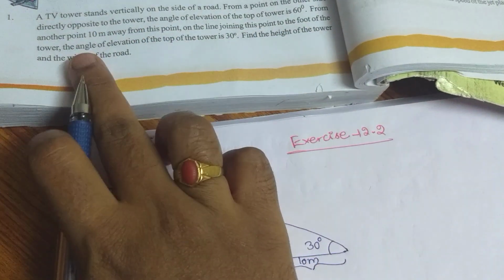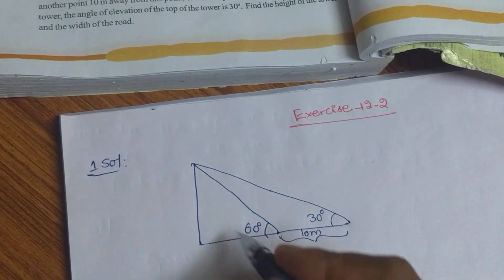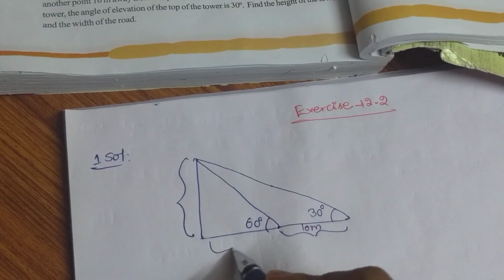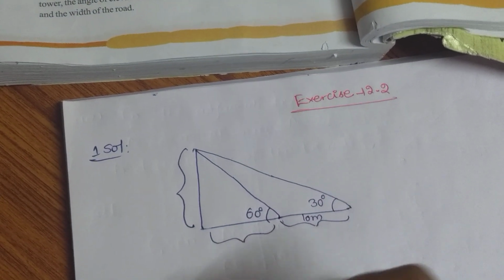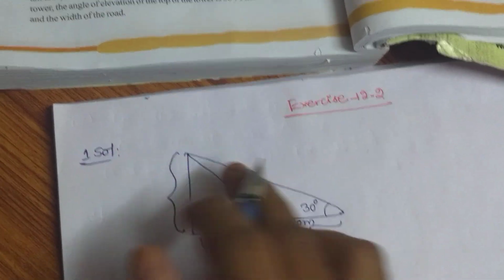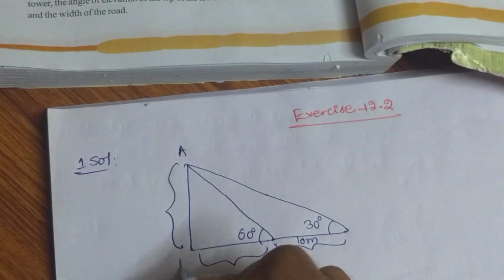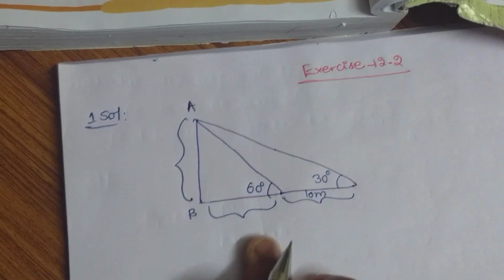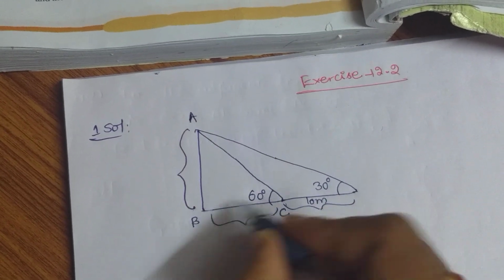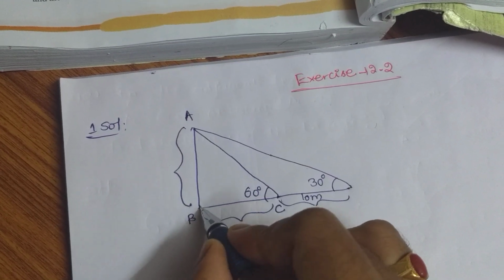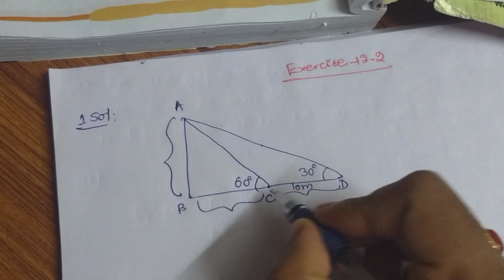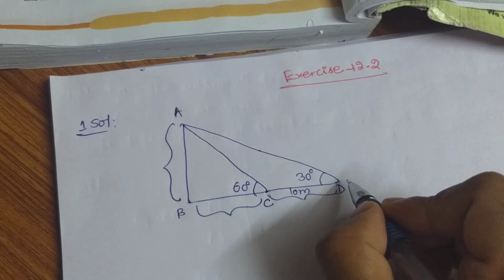Find the height of the tower and width of the road. So what do we need to find? We need to find this height of the TV tower and the width of the road. This is the width of the road that we need to find. So what will I do here? First put the figure in terms of ABC. Let us write that AB is the height of the tower and BC is the road. This point B is one side of the road and point C is on the other side of the road. And point D is 10 meters away from point C.